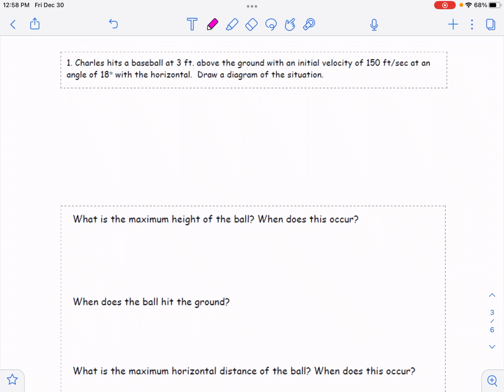So this says Charles hits a baseball at 3 feet above the ground with an initial velocity of 150 feet per second at an angle of 18 degrees with the horizontal. Draw a diagram. And then I also should say model this with parametric equations. So here's our diagram. We've got this baseball being hit at an initial height of 3 feet. Okay, so it's being hit at 18 degrees with the horizontal, so let's just say it's something like that.